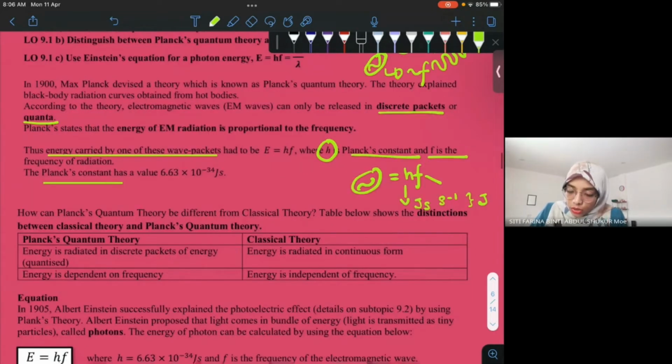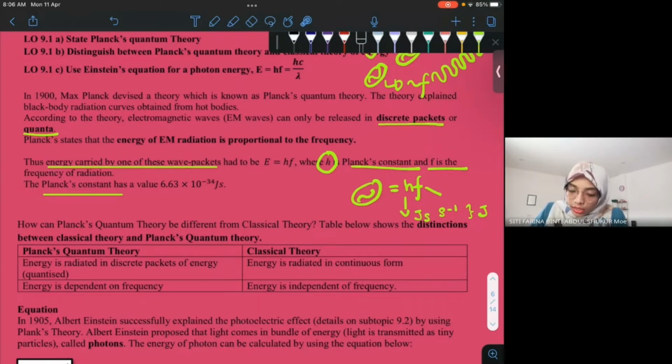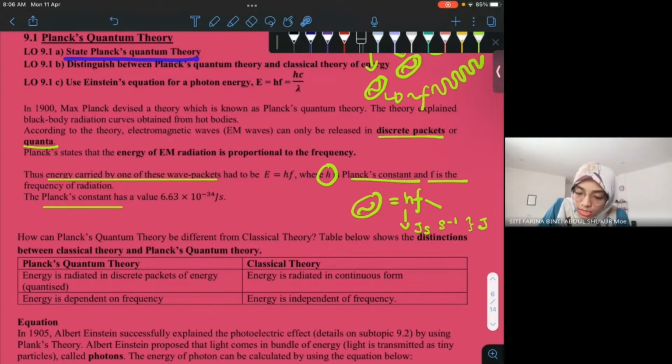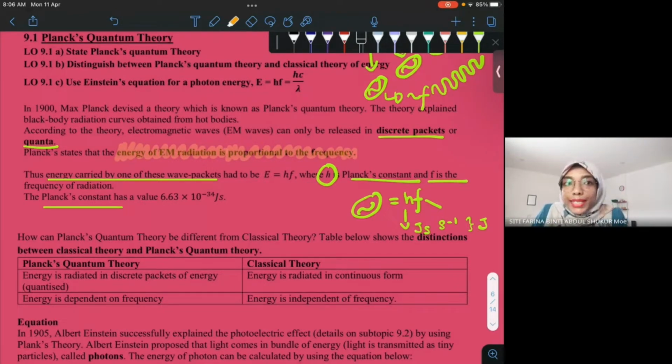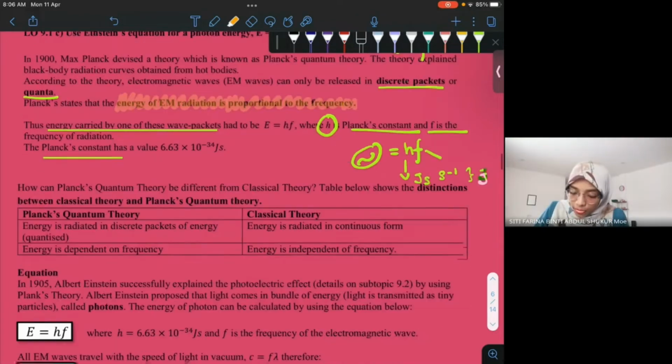Okay, so learning objective pertama, to state Planck's quantum theory. Okay, this is Planck's quantum theory. Energy of EM radiation is proportional to the frequency. Okay, itu adalah Planck's theory dekat sini.